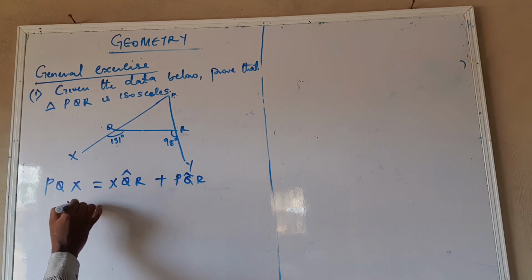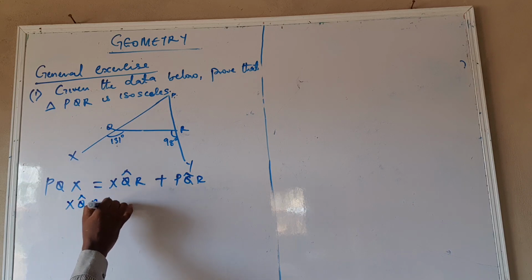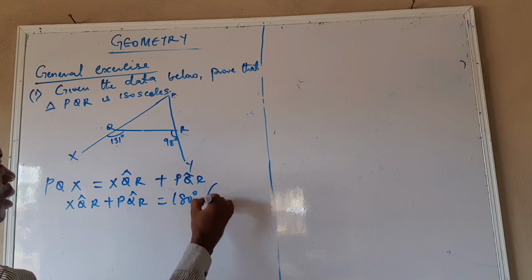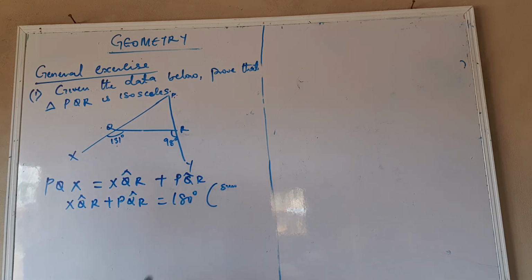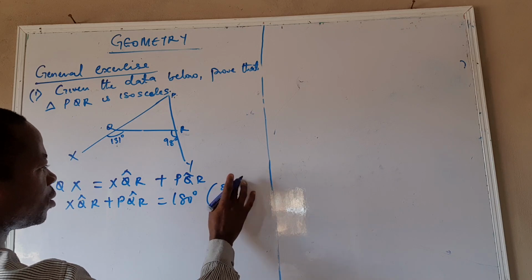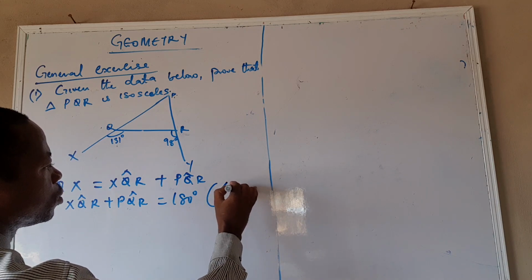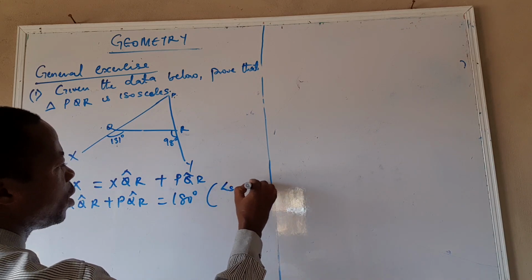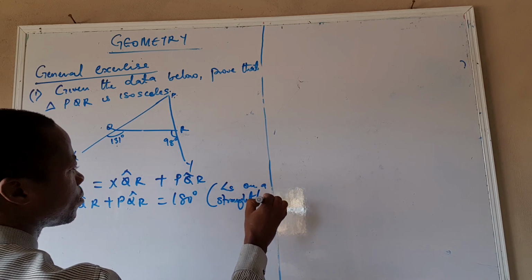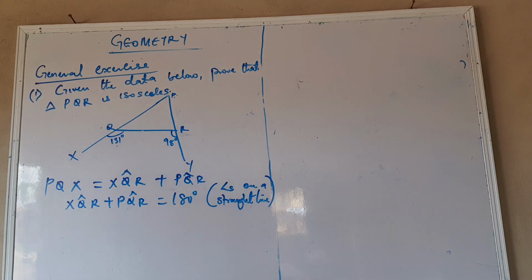And we know that XQR plus PQR is equal to what? 180 degree. That is the sum of angles on a straight line. Angles on a straight line is equal to 180.